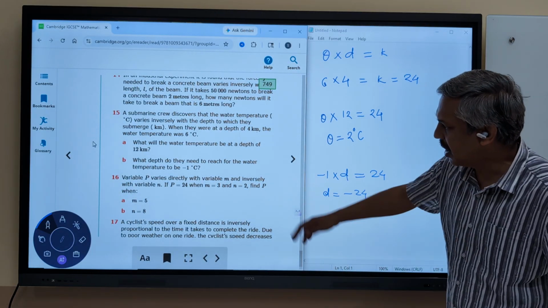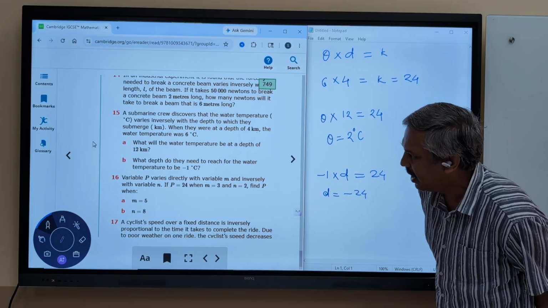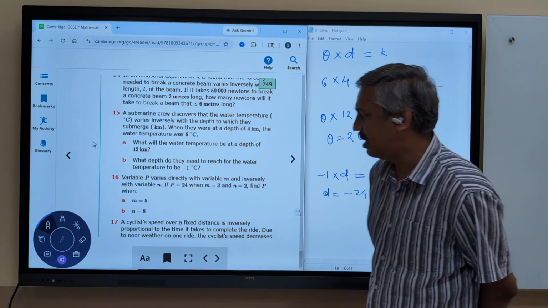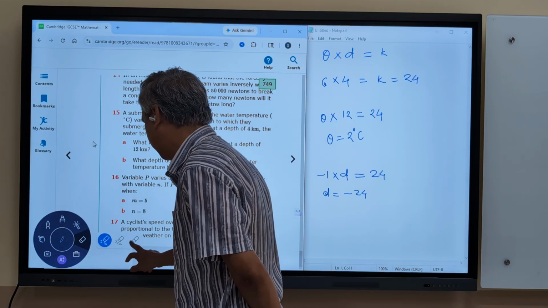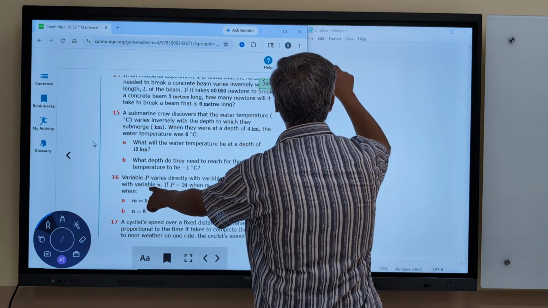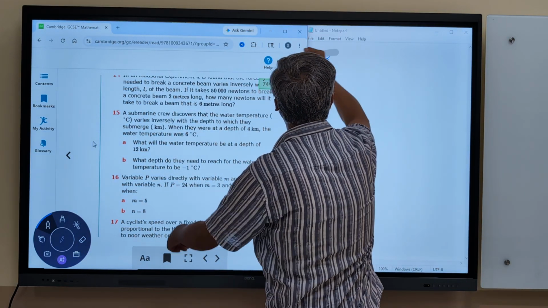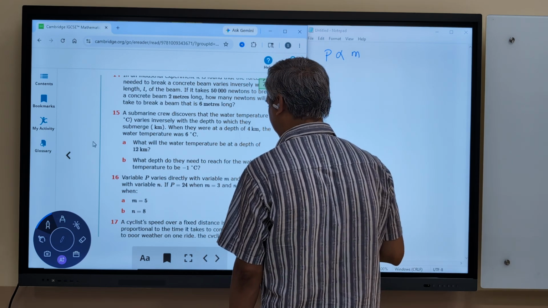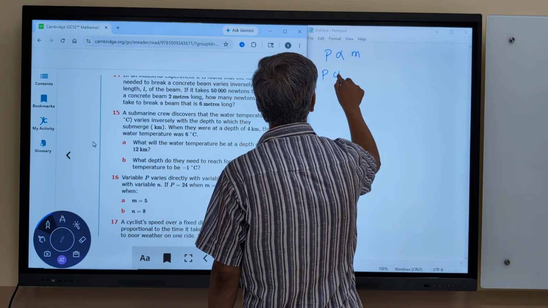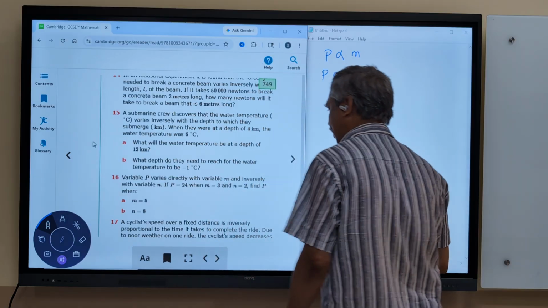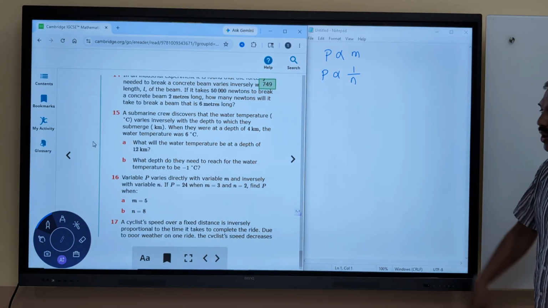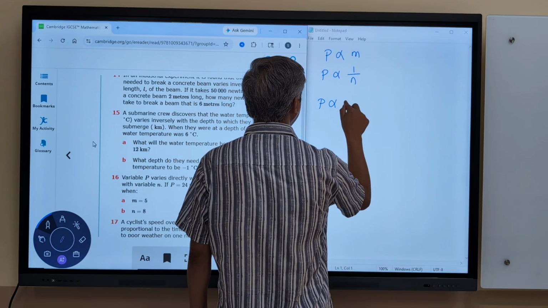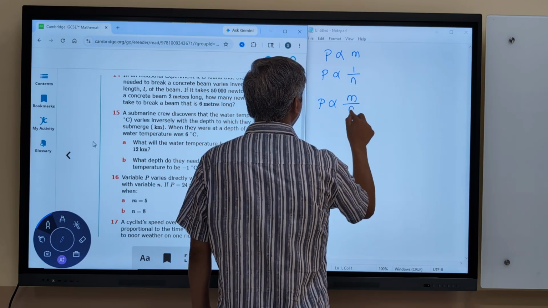Question number 16, and we'll stop with this. Variable p varies directly with variable m and inversely with variable n. Okay, p is varying directly with variable m and it is varying inversely with variable n. So we'll combine this together. Mathematics allows us to combine this. So p is proportional to m upon n.